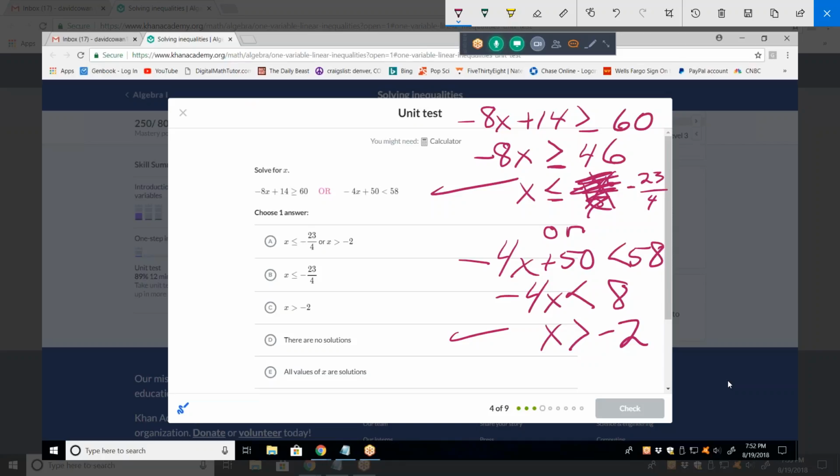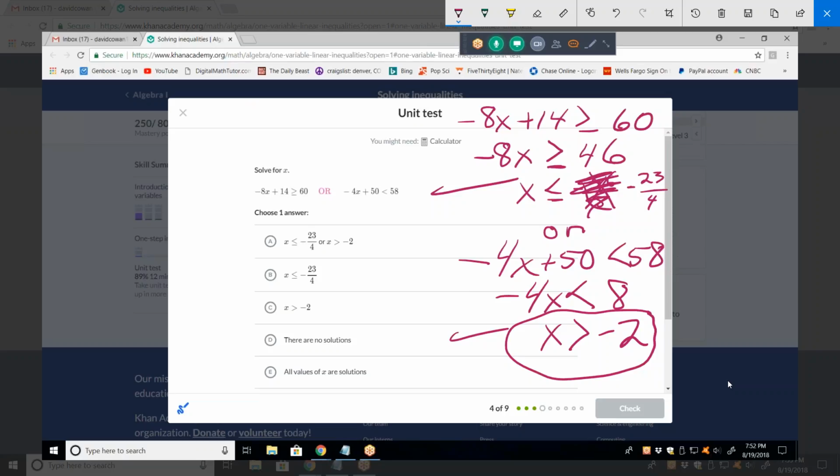Now, this is a case where, let's say I solved the whole thing and I got 1 is greater than negative 2. No x, just 1 is greater than negative 2. What that would tell me is that it is a true statement regardless of what x is.